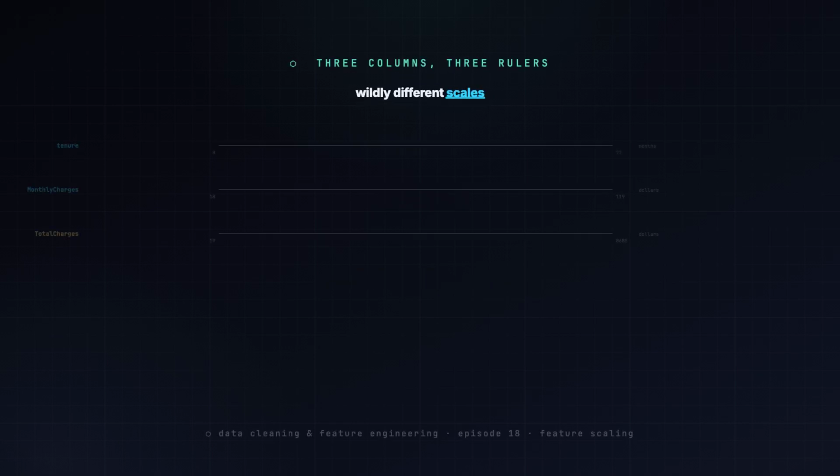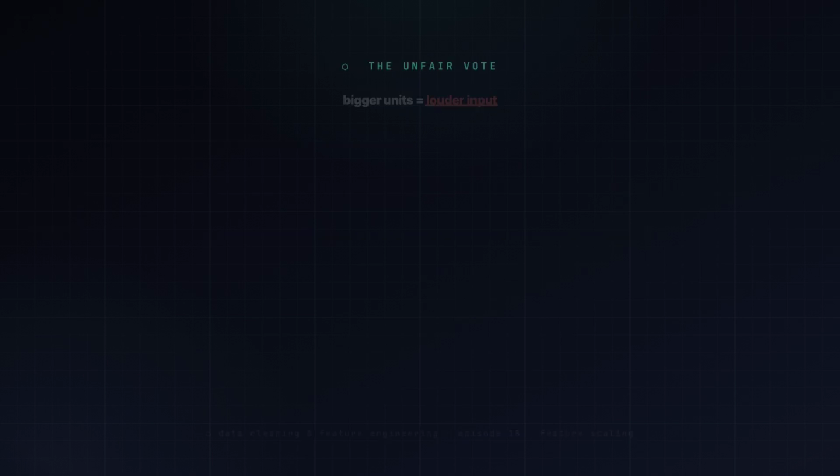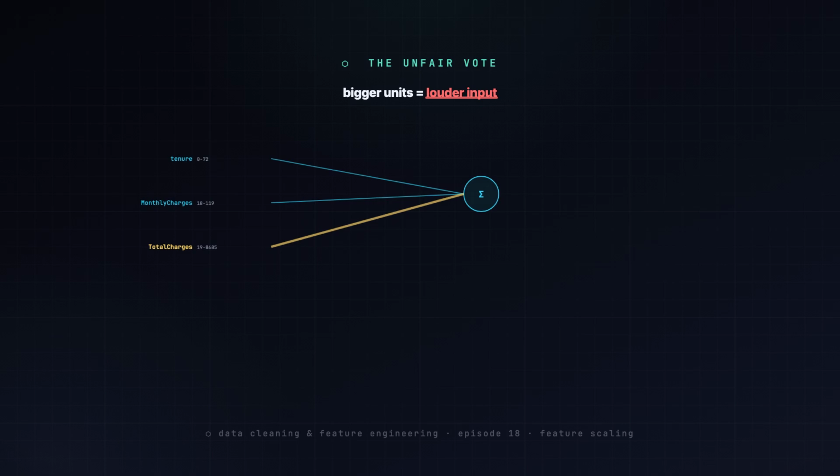Look at three telco columns side by side. Tenure runs 0 to 72. Monthly charges runs about 18 to 120. Total charges runs from 0 all the way past 8000. A model that sums weighted inputs or measures distance between customers reads 8000 as 8000 units of importance. It is not more important. It is just measured in dollars instead of months.